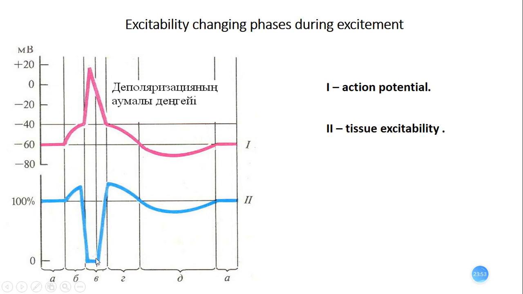It corresponds to the relative refractory period. And this one we call the after depolarization, and sometimes we call it the negative after potential or negative trace period. It corresponds to the supernormal period of excitability. And here we have the after hyperpolarization, sometimes called the positive after potential or positive trace period, and it corresponds to the subnormal period of excitability.